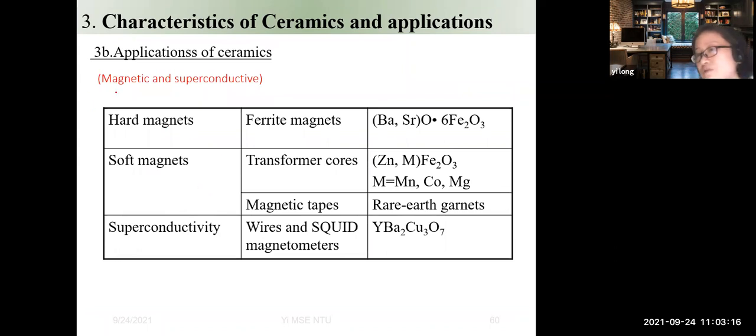And it can also be used in magnetic materials and superconductors. We just explained about superconductors. So there's another, even more famous one, that's what we call YBCO. This is also a very famous one.